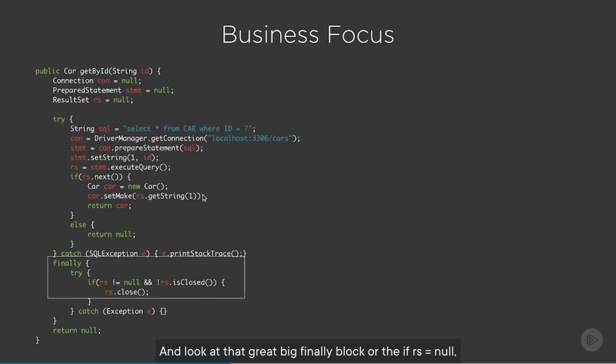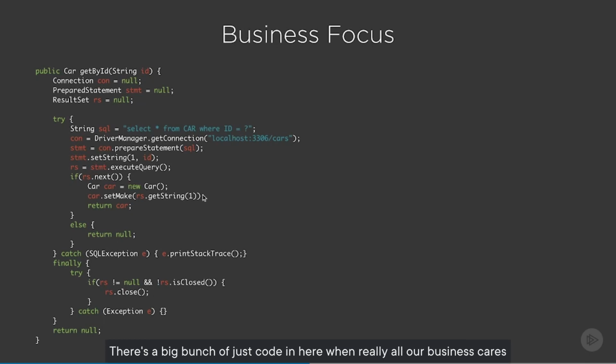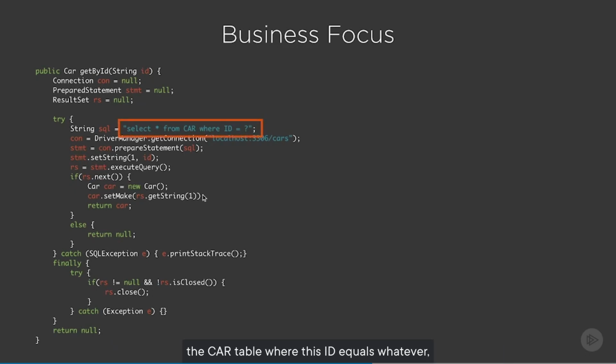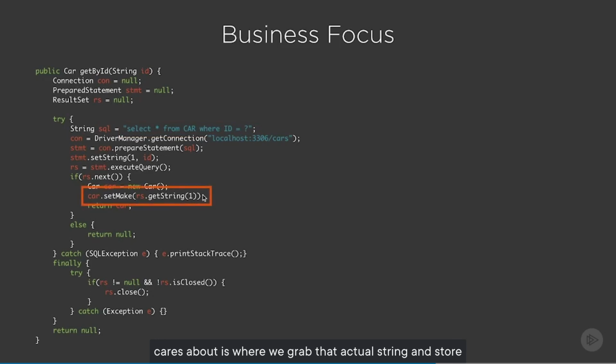We have all this stuff in there. And look at that great big finally block, or the if statement equals null, if connection equals null. And we have this empty curly brace catching exceptions. There's a big bunch of just code in here when really all our business cares about is this line here where we say select whatever our fields are from the car table, where this ID equals whatever, and then the only other line that our business really cares about is where we grab that actual string and store it in an object and return it.